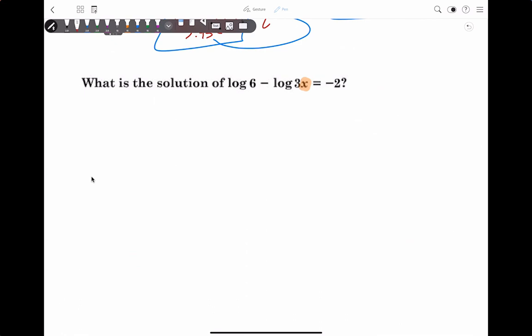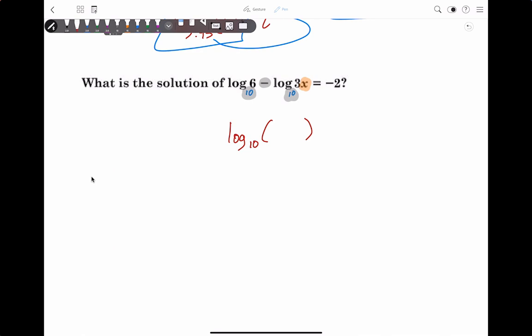We're going to use laws of logs to condense this and find what x is. The first thing you should notice is that they're both base 10, a common base. Because they are the same, when there is a subtraction, it's the same as combining these into one equation that looks like this.